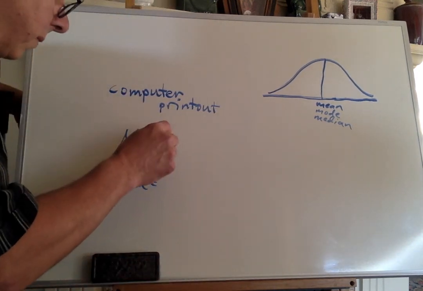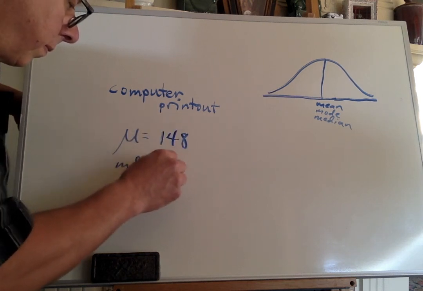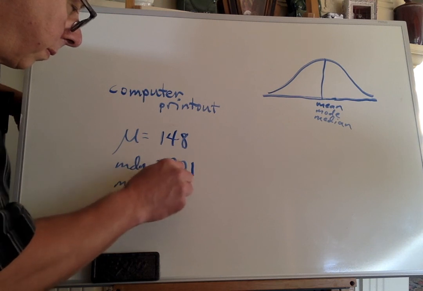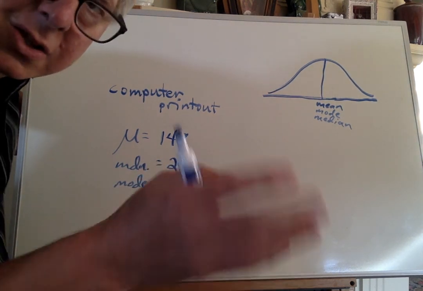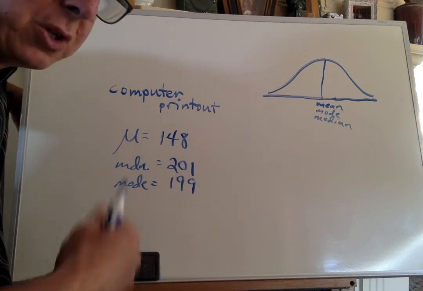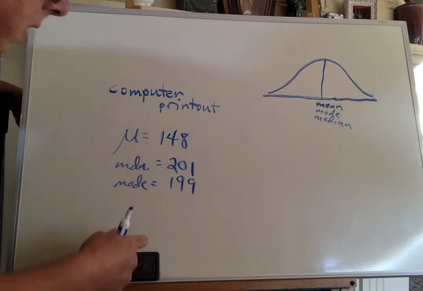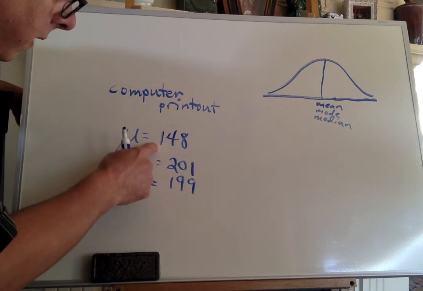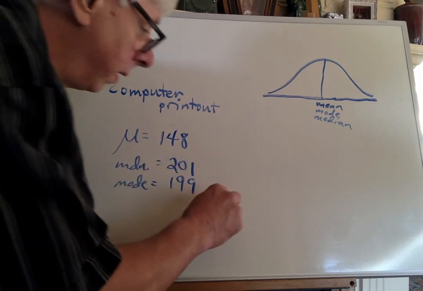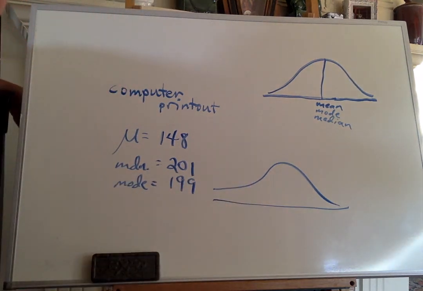If the computer printout was something like this, you know, I don't always want to do test score examples, because when you're a professional, you're going to be looking at all sorts of different data. Okay. Well, what does this look like? Well, these are pretty close together, and then this is lower. And so that gives me an indication that maybe I have a negatively skewed distribution.